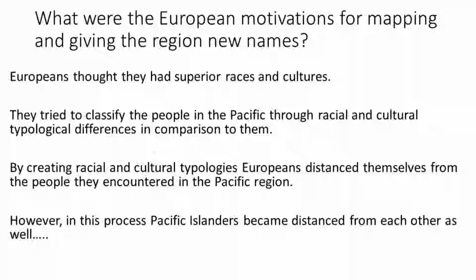So in this process, Pacific Islanders became distant from each other as well. So this is very important to remember when you think about the map, the migration waves, the wayfinding, and then that imposition of categories. Pacific Islanders are categorizing themselves now as well. You talk about Melanesians, Polynesians, Micronesians.